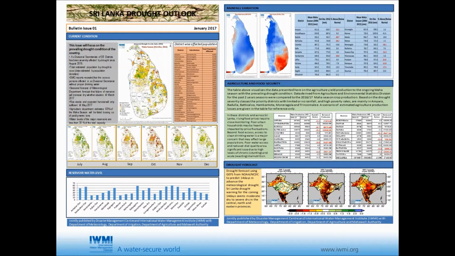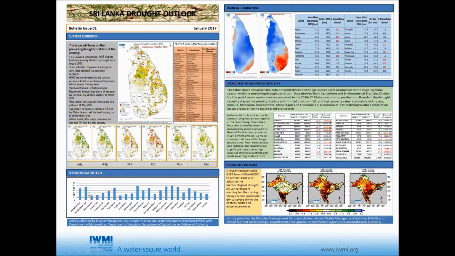Now, for this month, there is a big drought going on already in Sri Lanka, so the government of Sri Lanka has requested that we publish a bulletin. What you see is a two-page bulletin which we are publishing for Sri Lankan authorities, saying what the current season is, how the drought is looking, and how many people are affected, which you see in this district-wise count, along with the monthly drought progression.